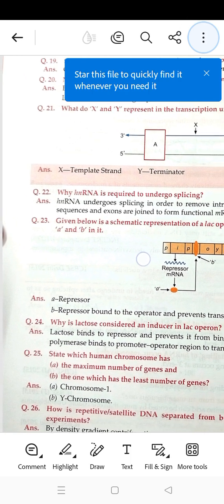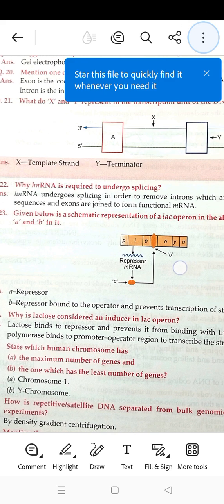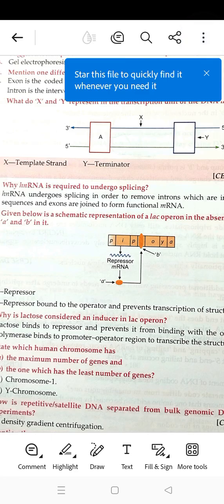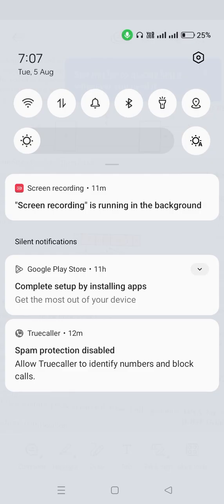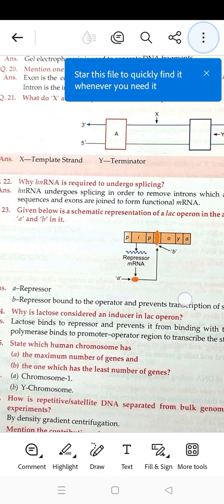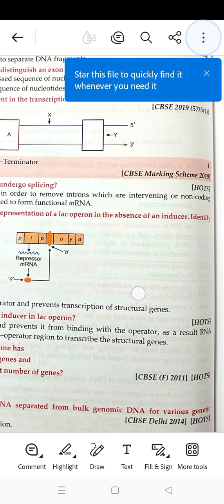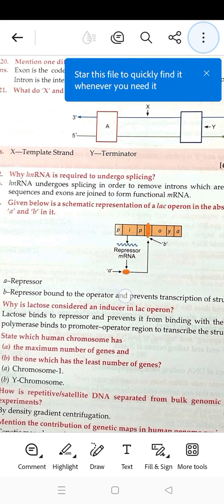Now, question number 22. Why is HnRNA required to undergo splicing? HnRNA undergoes splicing in order to remove introns, which are intervening or non-coding sequences, and exons are joined to form functional mRNA.